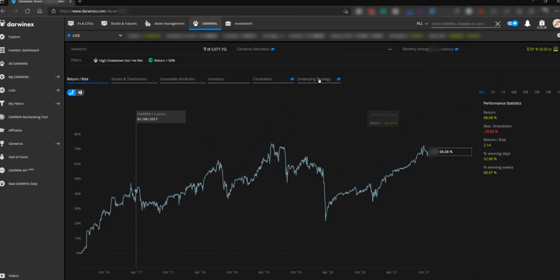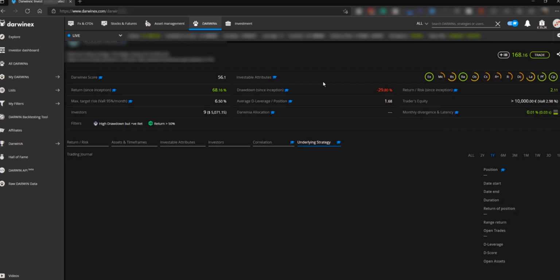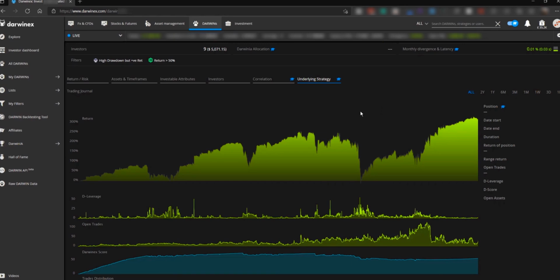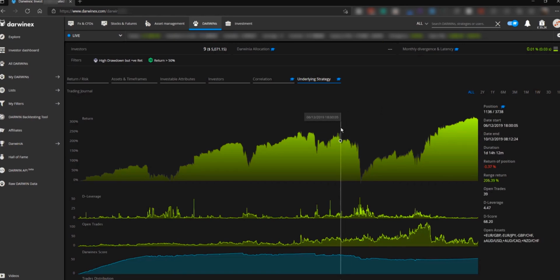Now, if we return to the underlying strategy for a moment, and now we look at all of the history, we can get an idea of the extent of these drawdowns. At this point here, the trader was sitting on approximately somewhere between 200 and 250% return. But then a relatively short time after this, you can see that the account equity has fallen and just goes below the zero level.